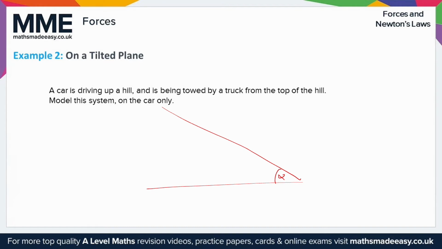Okay. Then we've got a car. I'm just going to model the car as a box. I'm not the best artist, so I'm not going to draw a car. A box is absolutely fine. It serves its purpose and allows us to imagine what's going on.